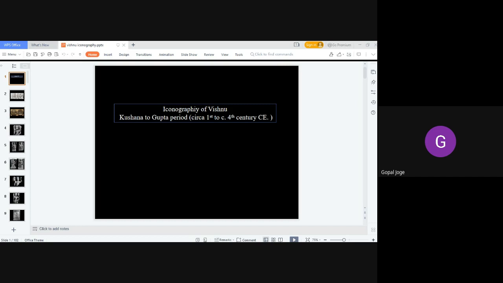While taking up this review of the first phase, we noticed what kind of material is found and how the diversity of the Vishnu imagery is seen.